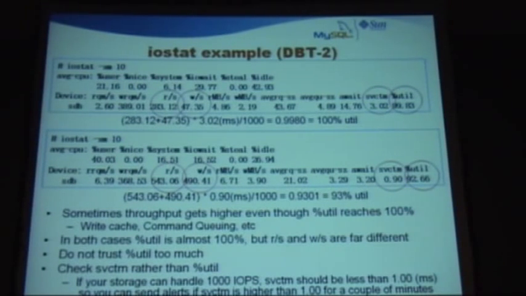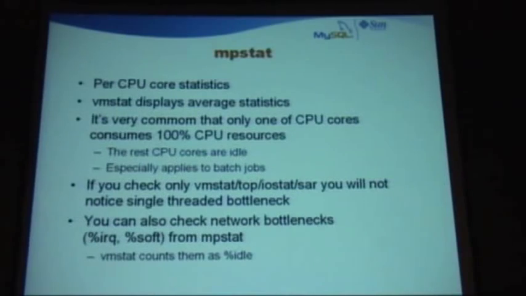Rather, it is better to check service time rather than util. In the above case, service time is 3 milliseconds. In this case, service time is less than 1 millisecond. If your storage can handle 1000 IOPS, then service time should be less than 1 millisecond based on calculation. So you can send alerts if service time is higher than 1 millisecond for a couple of minutes. That's it. Monitoring such service time is good practice.